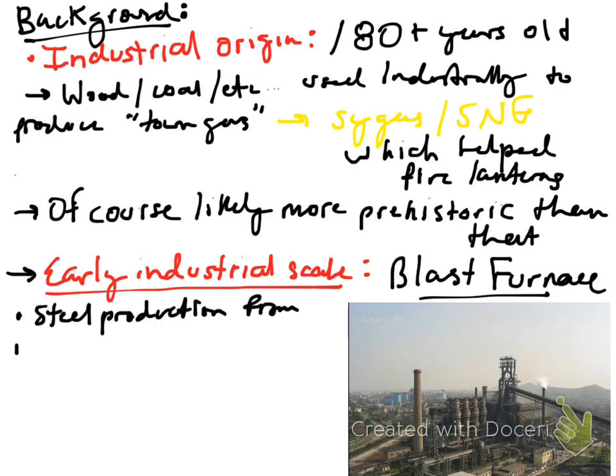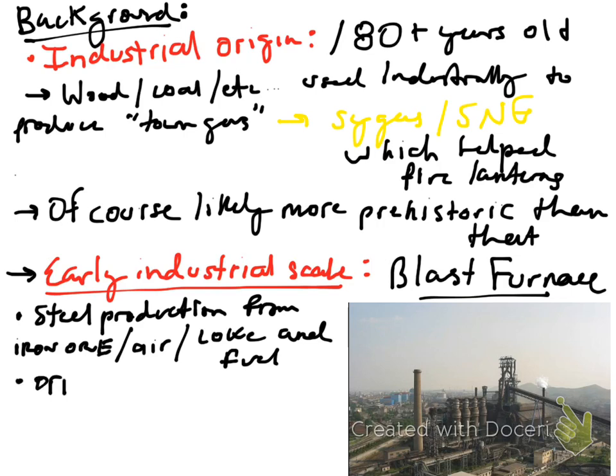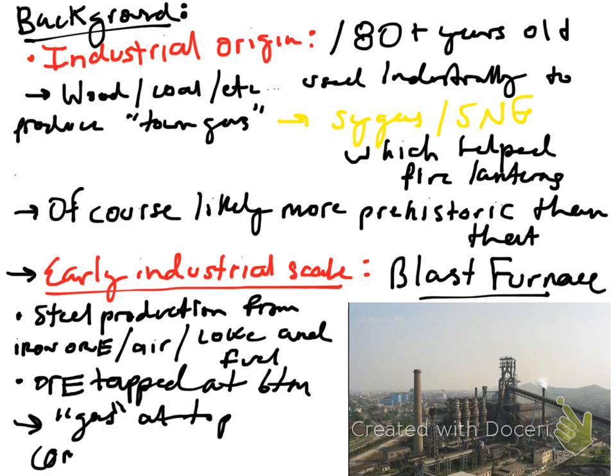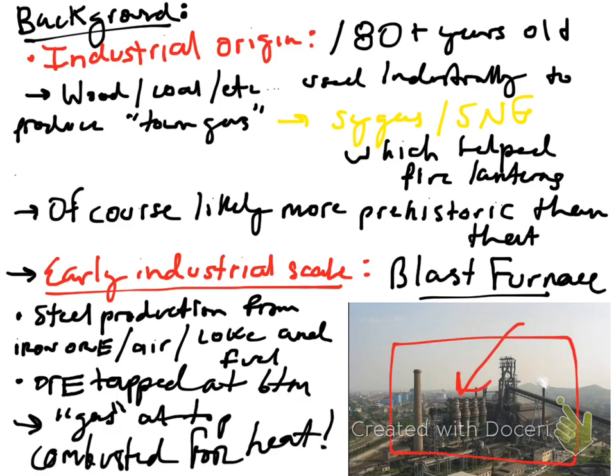And so, in steel production, essentially iron ore, air, and coke, and some sort of fuel is put into a blast furnace, as you can see there on the bottom right. And the ore is tapped at the bottom. So once the ore flows through the furnace, the iron is tapped at the bottom, and the gas at the top that's produced from this blast furnace is actually technically syngas, and that gas is recycled back in with air and combusted for heat. So essentially, they had sort of a closed loop.